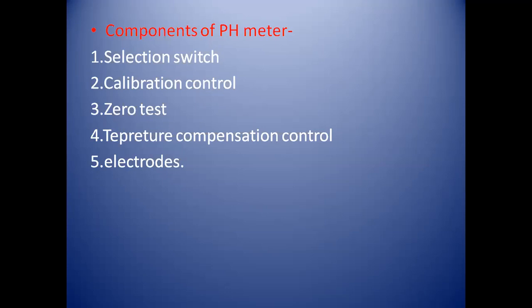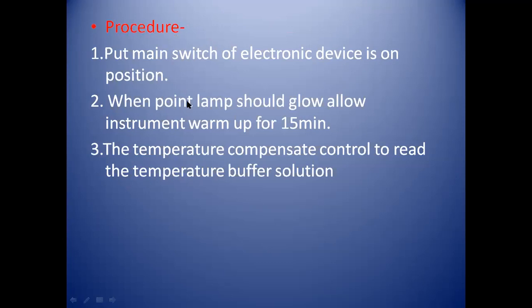Then fourth is the temperature compensation control. Temperature compensation control means the component of the pH meter which can be used to control for the temperature. And the last one is the electrodes. The electrode of the pH meter can be inserted into the water sample.